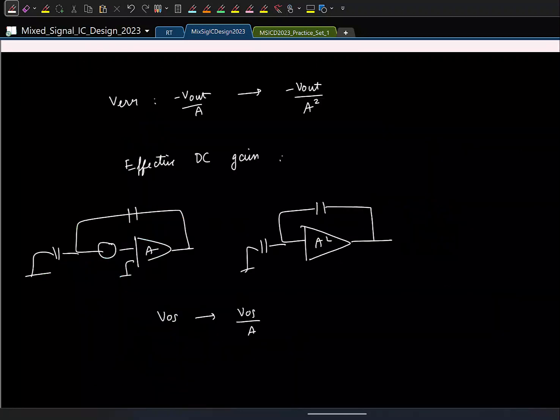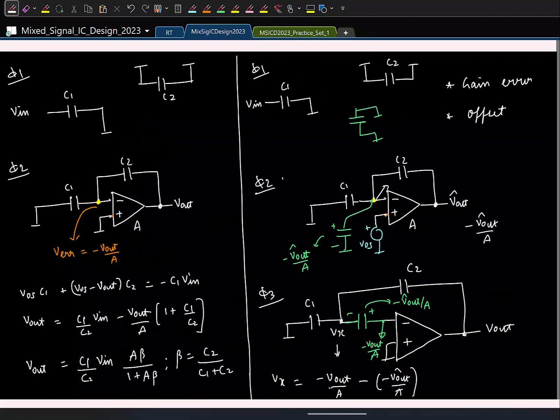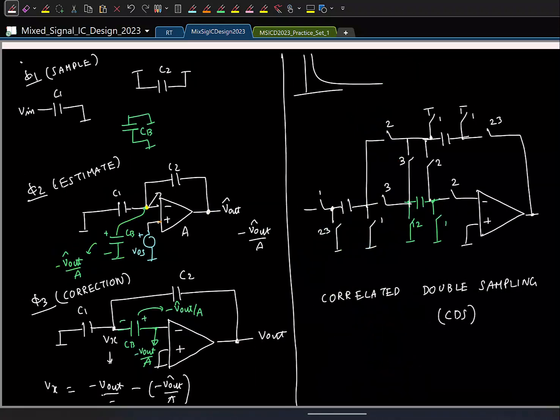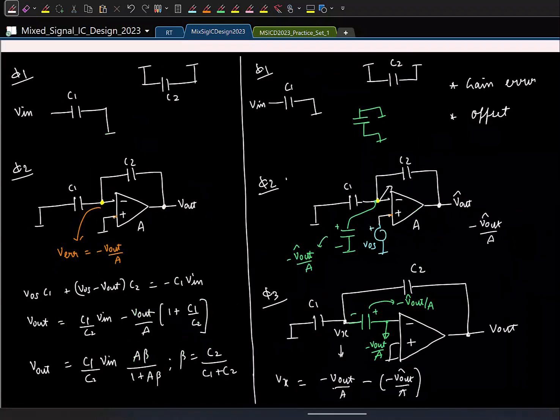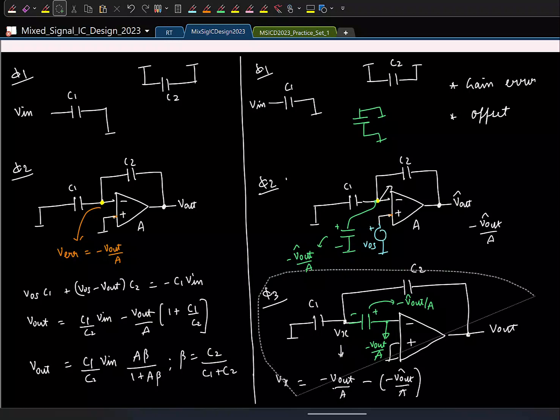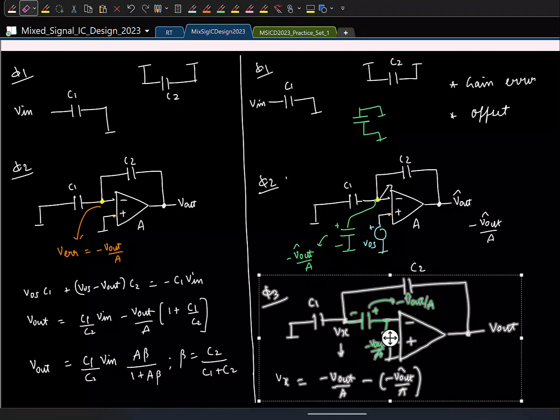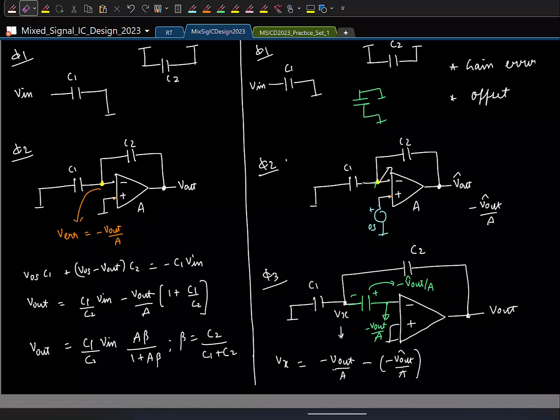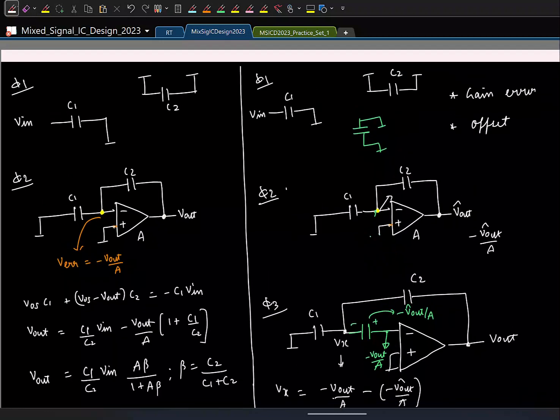So I'll explain one other commonly used technique. There is one other principle which is commonly done. I'll not assume offset for now, let's say this is 0. Again, the idea is to try to increase the effective DC gain of the op amp, and that is possible if you make this node 0.